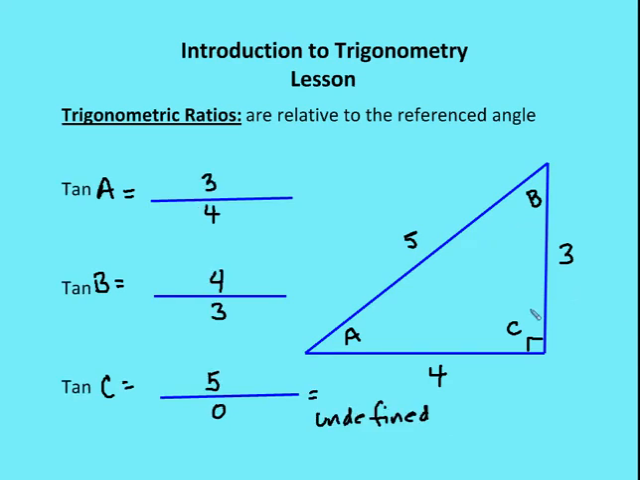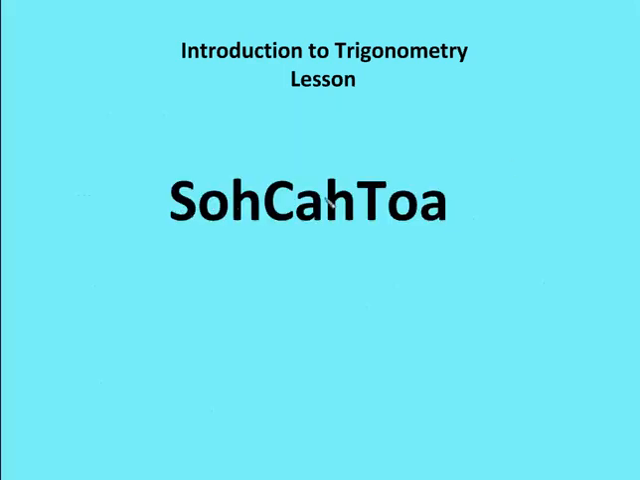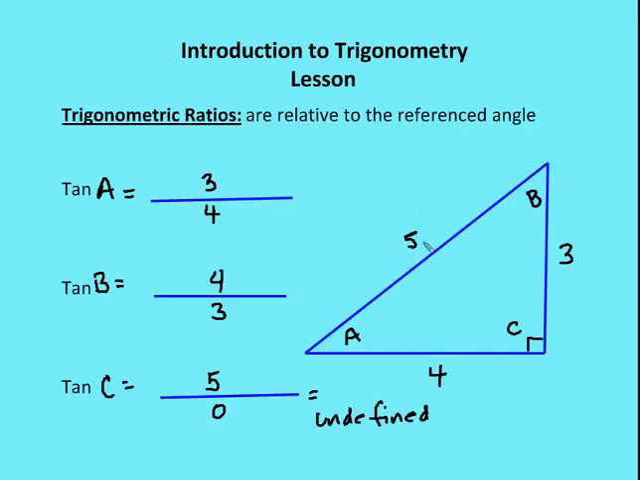And then finally we take a look at tangent. The tangent of angle A is going to be the opposite over the adjacent, so TOA. So we go back to our acronym SOHCAHTOA: tangent is equal to opposite over adjacent. So the tangent of angle A equals the opposite side, or 3, over the adjacent side of 4. The tangent of angle B is going to be the opposite, or 4 over 3. And then the tangent of C is going to be the opposite over the adjacent side, which ends up being 0 again, relative to what we got for the cosine value.